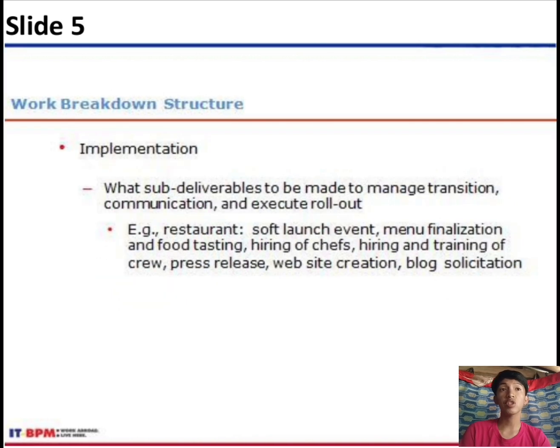And for implementation, what sub-deliverables are to be made to manage transition, communication, and execute rollout? Example: Gracia, restaurant, soft launch event, menu finalization and food tasting, hiring of chefs, hiring and training of crew, press release, website creation, and then blog solicitation.